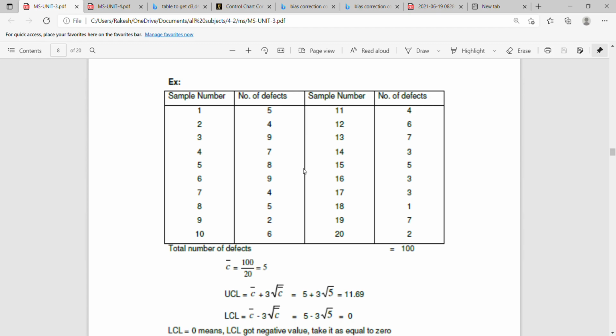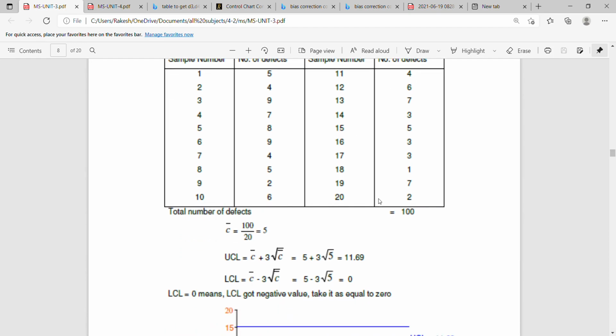So this is the question, and they will ask to construct C chart diagram. Here we have 20 samples, means here 10, and again here 10, means 20 samples, and in every sample they have given the number of defects. Here is the number of defects for first sample, and here for 11th sample, 12th, 13th, and so on.